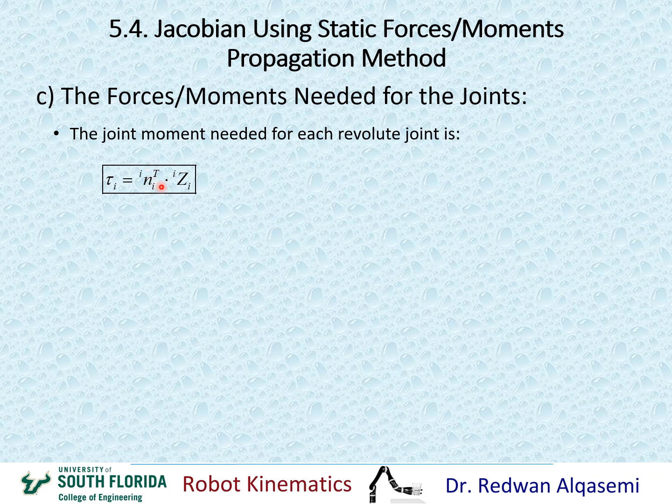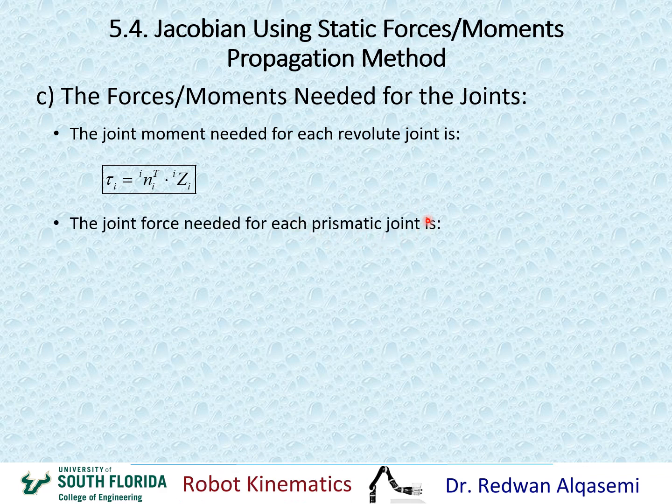Okay, and this would be basically the torque needed for that particular revolute joint to keep the arm in static equilibrium. Okay, that's a scalar quantity. It's no longer a matrix or a vector. Now we move on to the forces for prismatic joints.